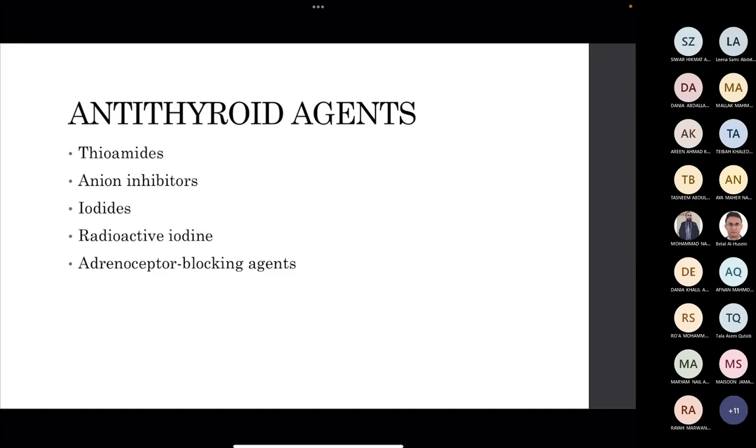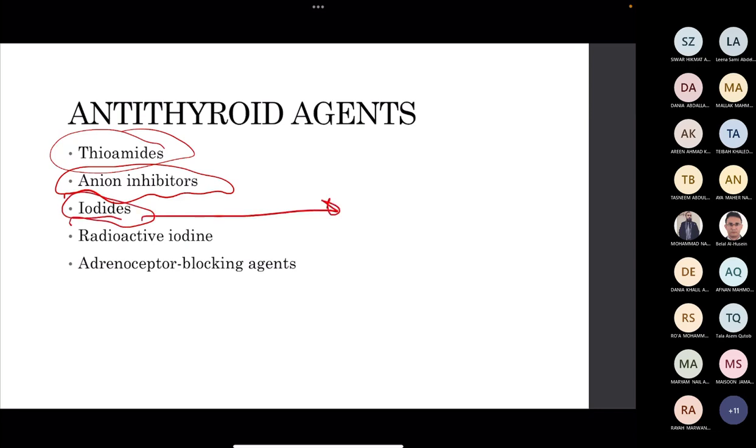Now, the anti-thyroid agents, زي ما قلنا, they are multiple. في عنا the most common are thiamides, propylthiouracil, methimazole and carbimazole. في عنا anion inhibitors, perchlorate, perticnate, يعني multiple ones of them. هلا الايودايدز زي ما قلنا in high levels in a preparation called Lugol solution, it is used to suppress the thyroid hormone function. هلا radioactive iodine is divided into two parts.